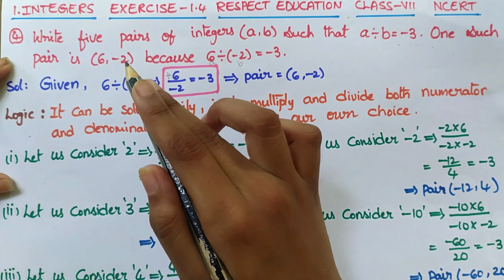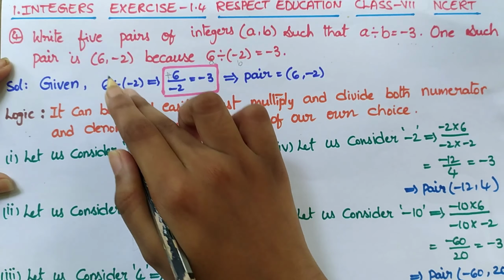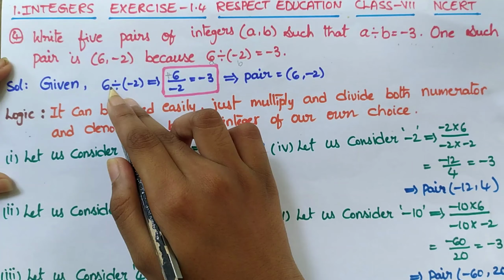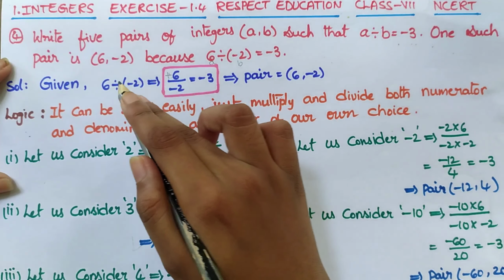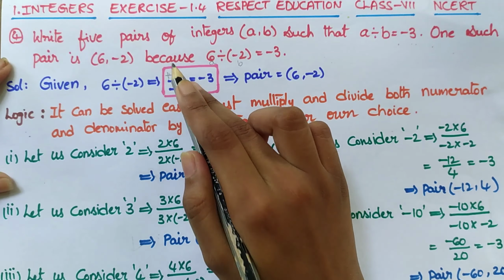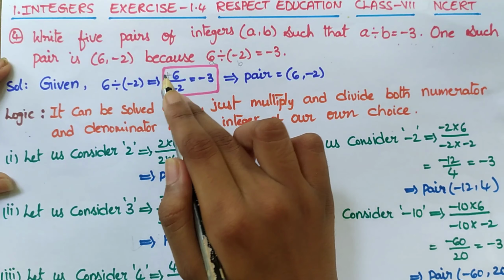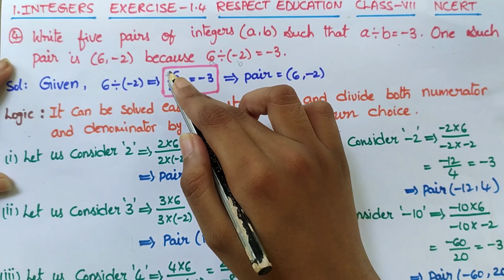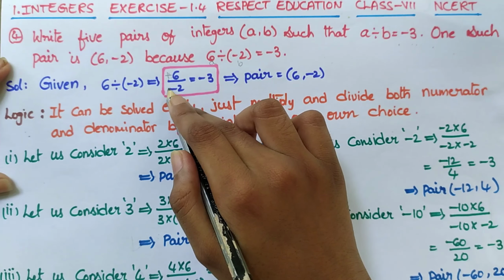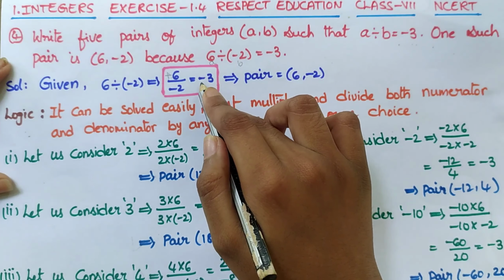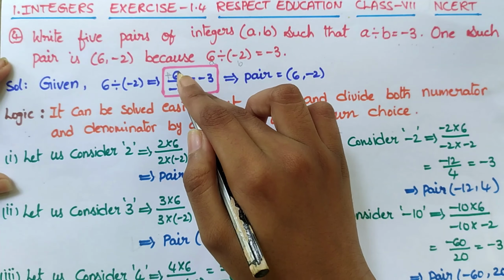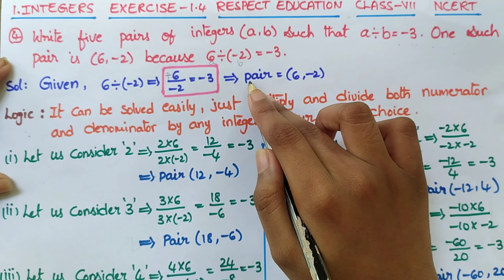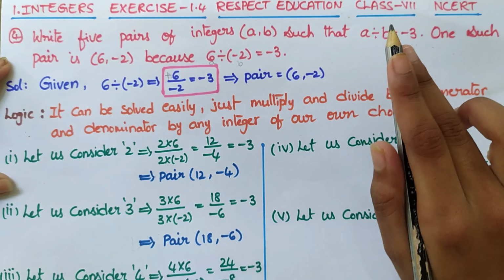Given 6 divided by minus 2, that means 6 divided by minus 2 can be written as 6 by minus 2. So 6 can be written as plus 6, and plus 6 by minus 2 is equal to minus 3, because with different symbols, plus by minus is minus, and 2 ones are 2, 2 threes are 6, so it is minus 3. Therefore what is the pair? It is 6 comma minus 2.